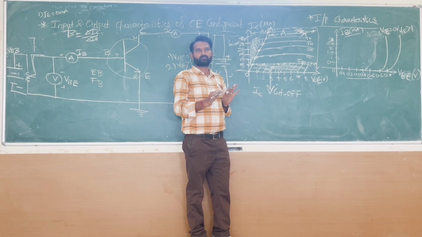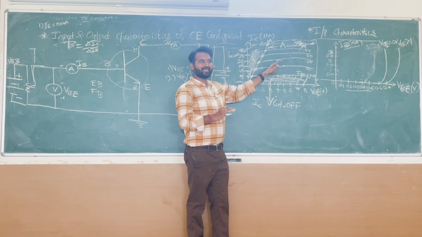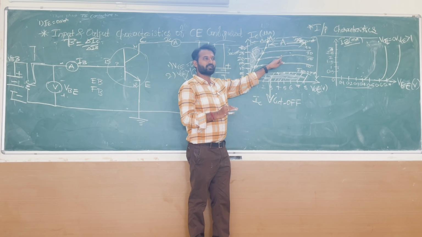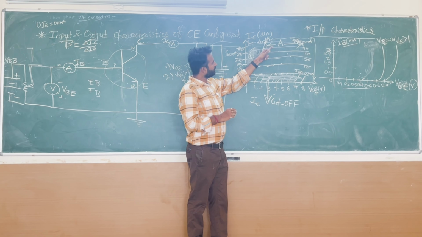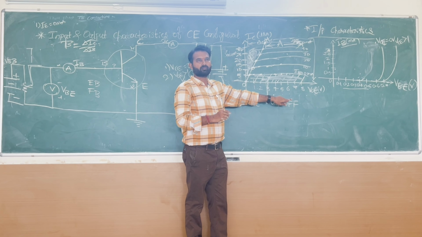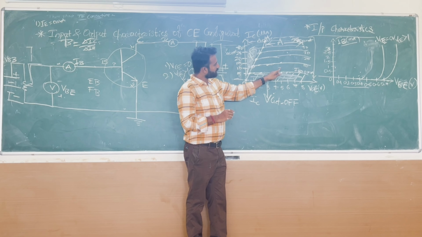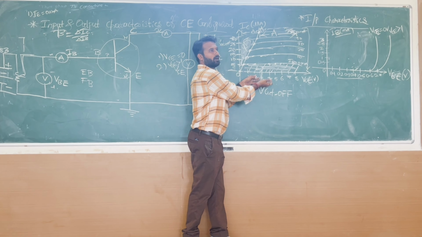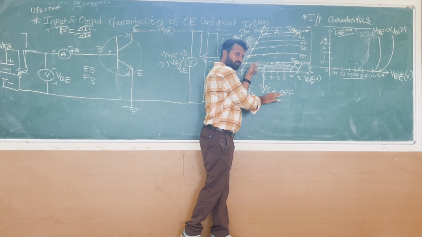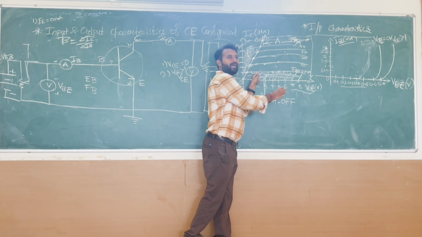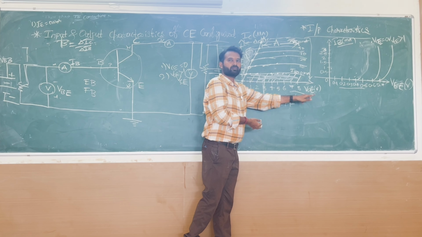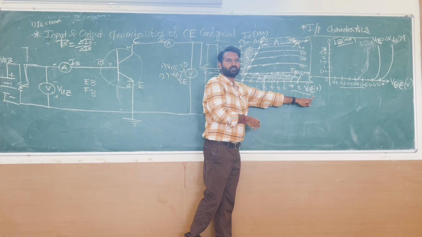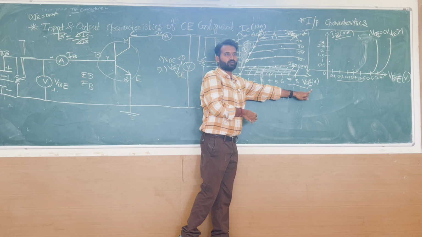Understandable? Same, you will get these kinds of curves. Here also, IC is independent of VCE. These curves are parallel to the x-axis. IC is not dependent on VCE. IC is independent of VCE. Understandable?